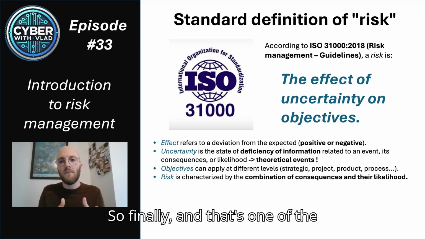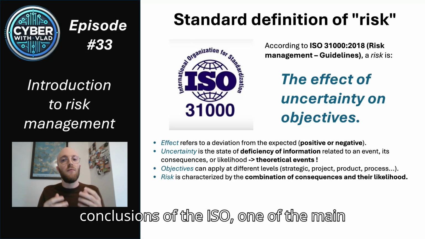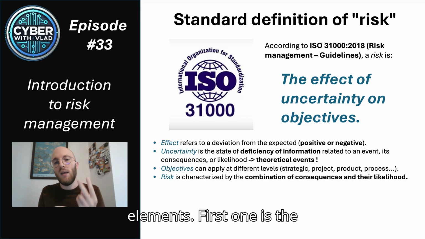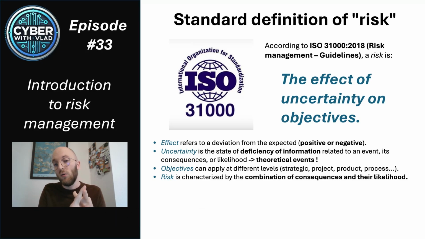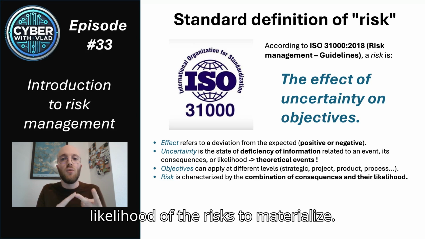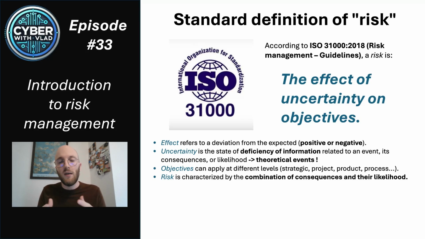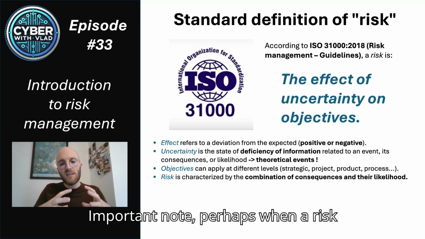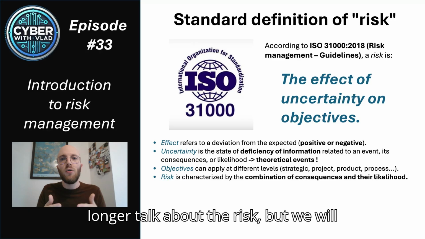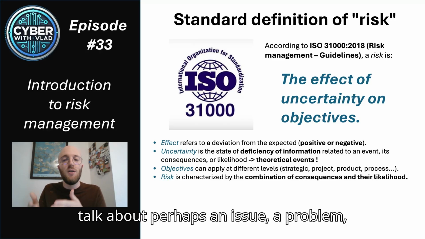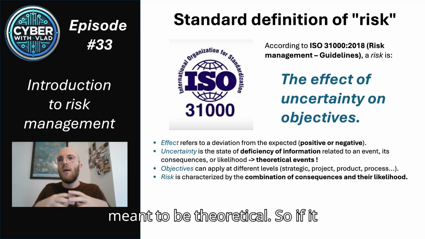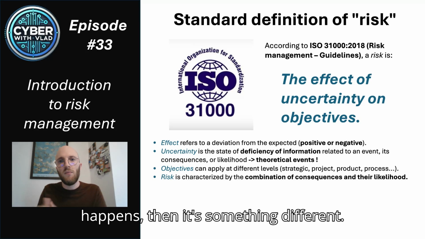So finally, and that's one of the conclusions of the ISO, one of the main pillars of the definitions is that the risk is characterized by two main elements. First one is the consequence, so the impact or the damage, and the probability, so the likelihood of the risk to materialize. Important note, perhaps, when a risk materializes, so when the risk scenario that you have highlighted happens, we no longer talk about the risk, but we will talk about perhaps an issue, a problem, an important situation. But a risk is meant to be theoretical. So if it happens, then it's something different.